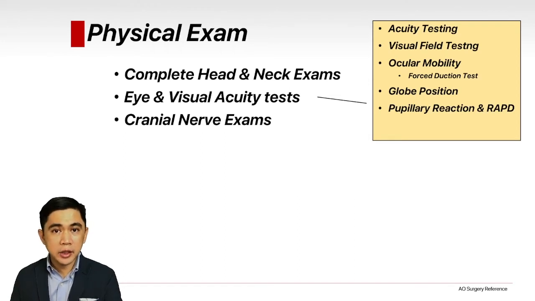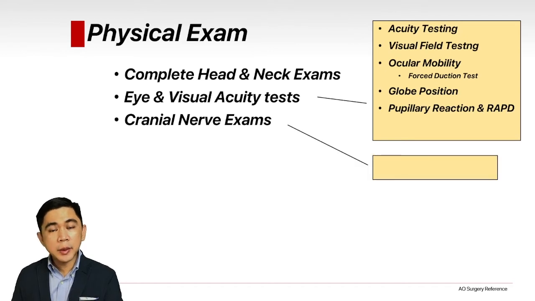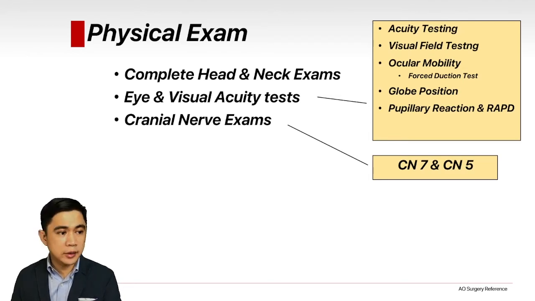Cranial nerve examination is also a must, especially looking for paralysis of cranial nerve 7 and paresthesia that involves the trigeminal sensory nerves or cranial nerve 5. After you have done all this, you can proceed to fracture palpation.